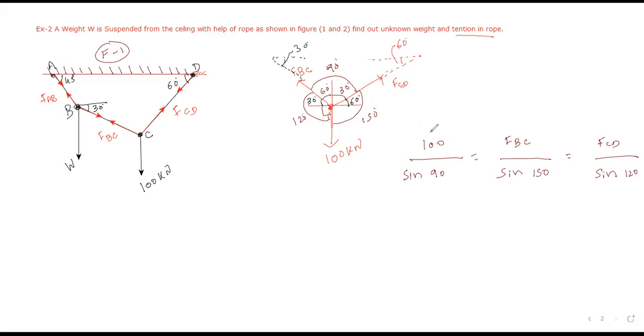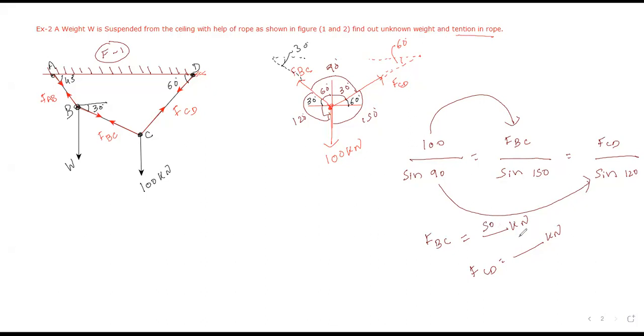Same process as the previous example. Compare the first and second terms. Are you able to calculate FBC, yes or no? And the same way, compare the first term and the last term. Are you able to calculate FCD? Please confirm. Yes, sir. Tell me how much FBC comes out to be. What is the value of FBC? 50, sir. That's right. 50 kilonewton.